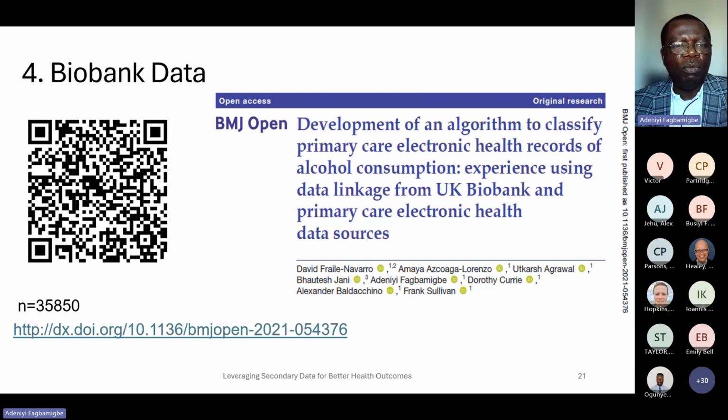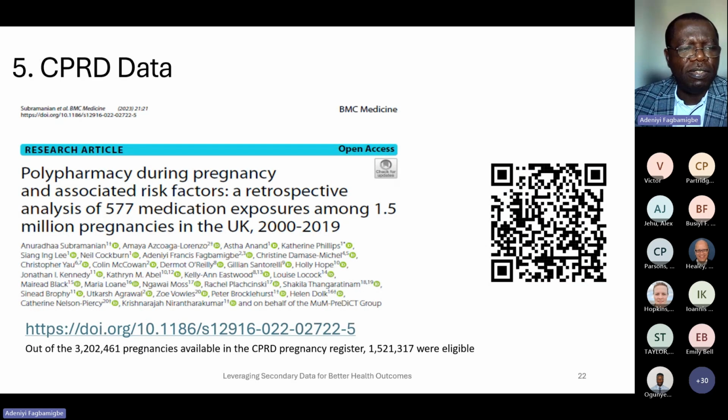Another one is the biobank, which is an accumulation of different data from different sources. Again, very useful. Here we were profiling alcohol consumption in the UK, and we leveraged the UK Biobank data to do this, and it was published as well. About 35,000 individuals were involved in that study.